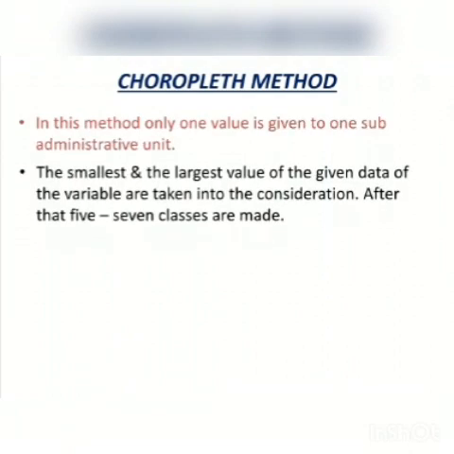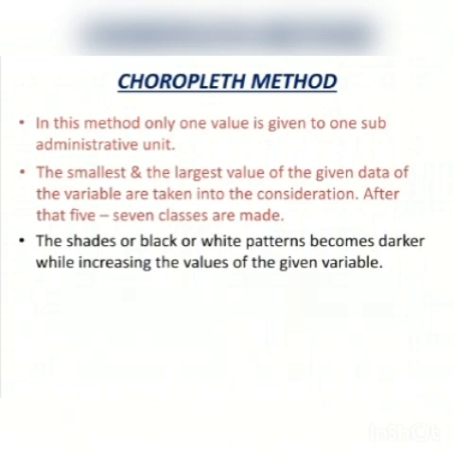The smallest and the largest values of the given data of the variable are taken into consideration. After that, 5-7 classes are made. The shades or black and white patterns become darker as the values of the given variable increase.